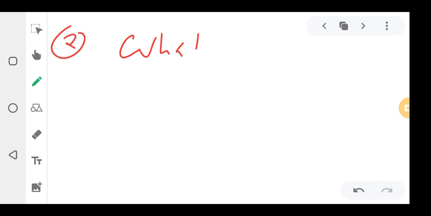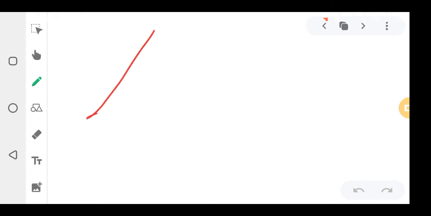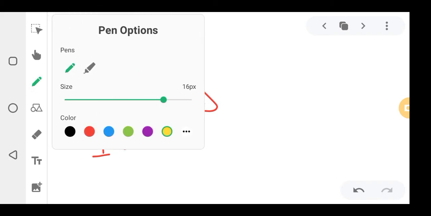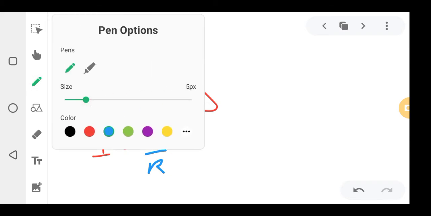So now, what is the current in the circuit? If they ask what's the current in the circuit, they mean the whole current. When they ask you about current, you come to your formula: resistance is equal to voltage over current. So current is equal to voltage over resistance.